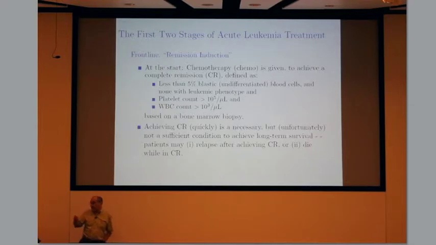So the first thing is to get a CR, but if you notice my last bullet point, achieving a CR and doing it quickly is a necessary condition for long-term survival, but sadly it's not a sufficient condition because patients can relapse. So they can achieve a CR, but then the disease comes back. And patients also can die in CR, which essentially means that the treatment's over.